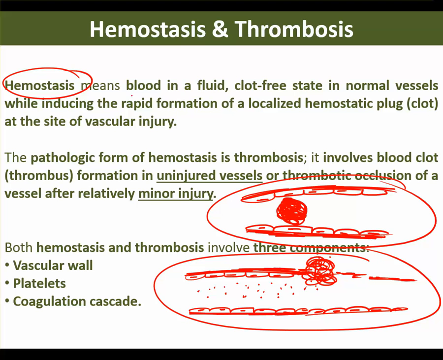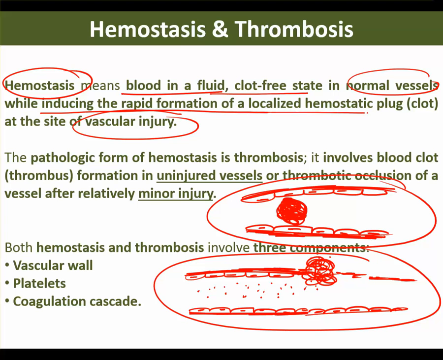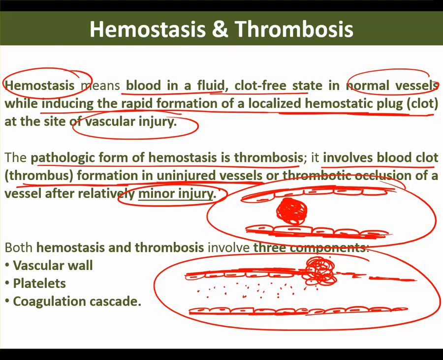So hemostasis means blood in a fluid state, that is a clot-free state in normal vessels. But when there is a vascular injury, it induces rapid formation of a localized hemostatic plug, nothing but a clot. Okay, so that is the definition for hemostasis. The pathological form of hemostasis is thrombosis. It involves blood clot, that is thrombus formation, in an uninjured vessel, or with very minor injury. For minor injury, the blood will not clot.